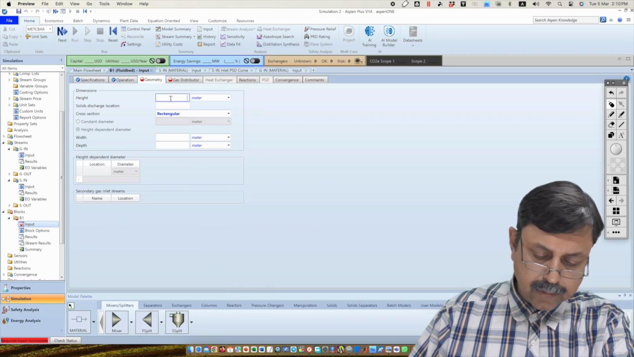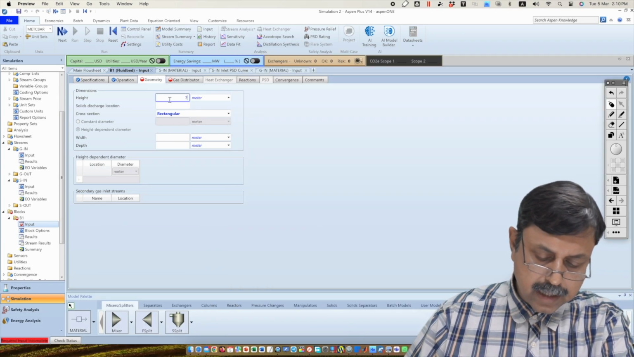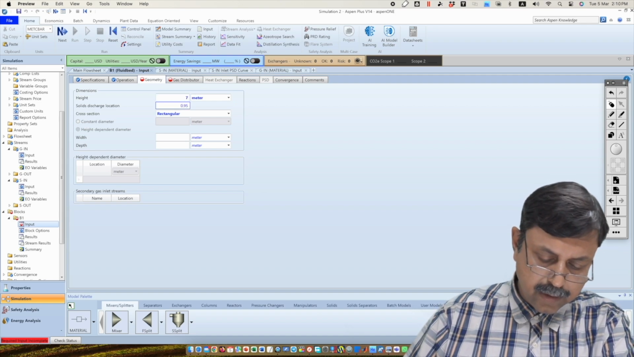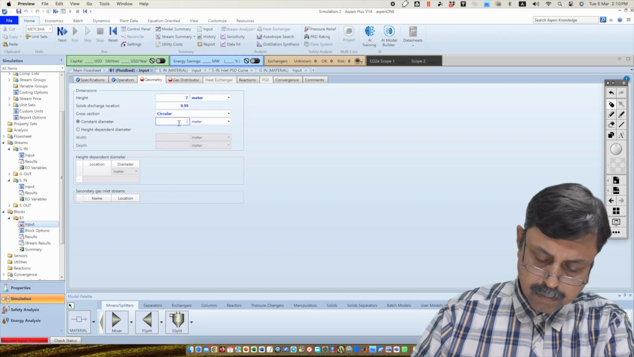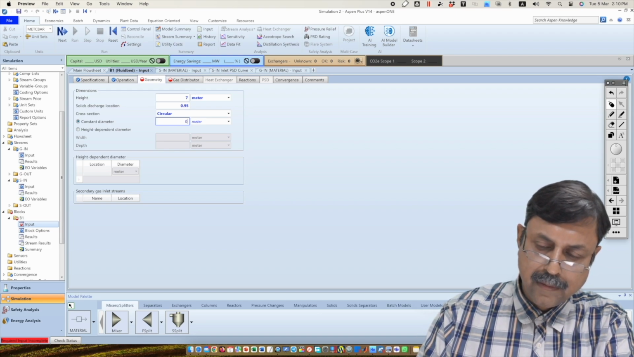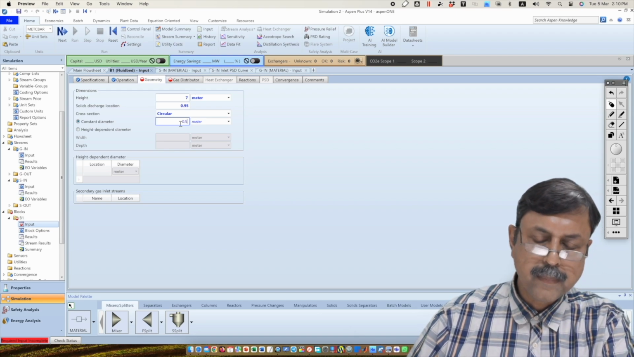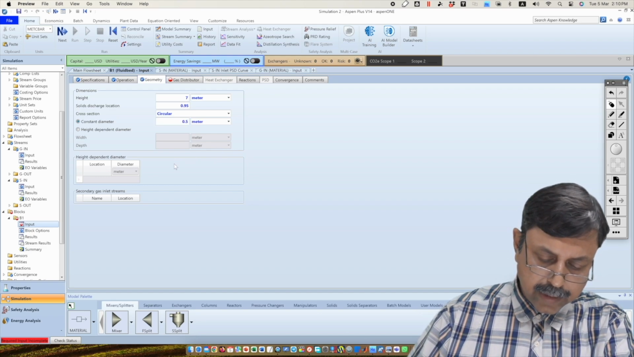So this is 7 meter height, solid discharge location 0.95, and circular with constant diameter 0.5. Okay, so that completes the geometry. We go to the gas distributor.